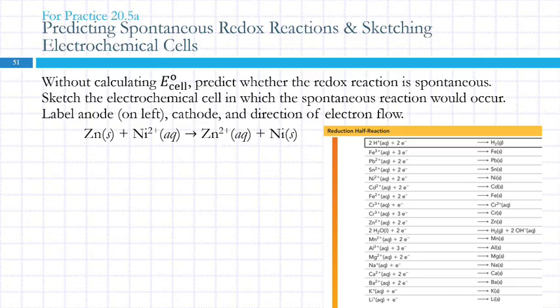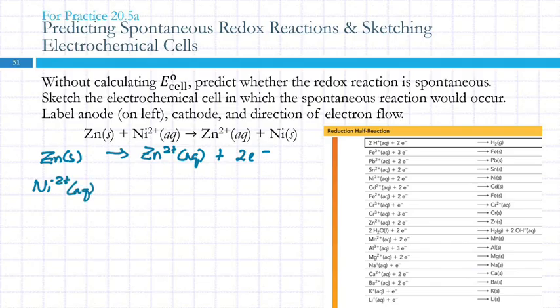Without calculating the cell potential, notice that all the cell potentials are missing here. Predict whether the redox reaction is spontaneous, and then sketch it. So, what do we have going on here? We have zinc going to zinc ions, plus 2 electrons. And we have nickel ions, plus 2 electrons, going to nickel. We don't have the numbers.